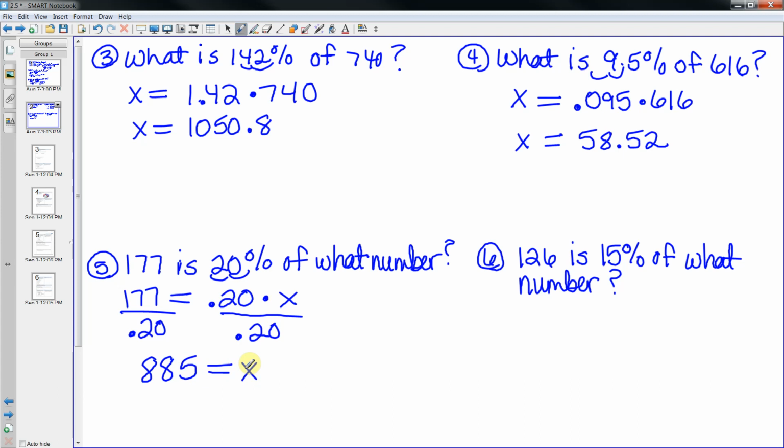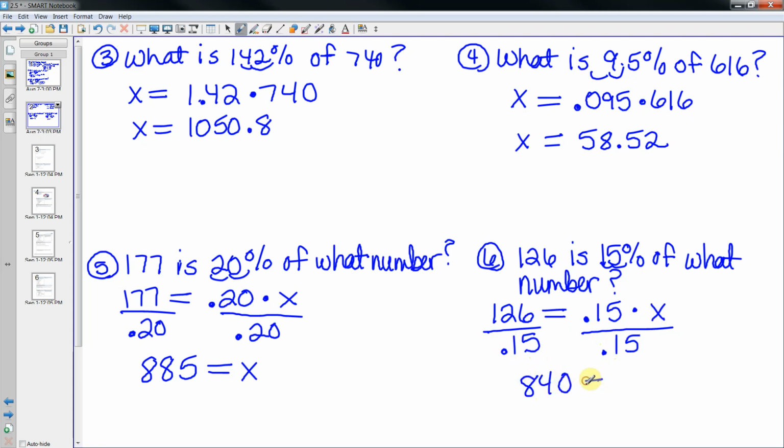Okay, one more like this and then we'll move into the workbook pages. 126 is 15%, move your decimal 2 places, 0.15 times what number, which is x. So divide 0.15 on both sides. 126 divided by 0.15 would be 840 equals x. Okay, so those are just basic percent problems.